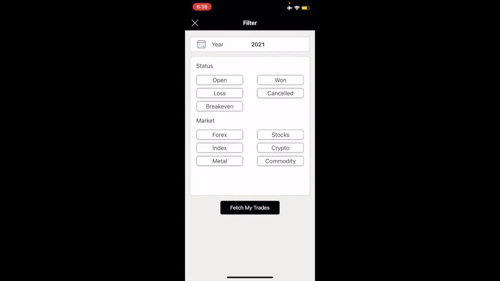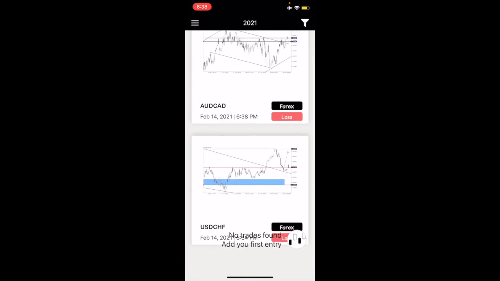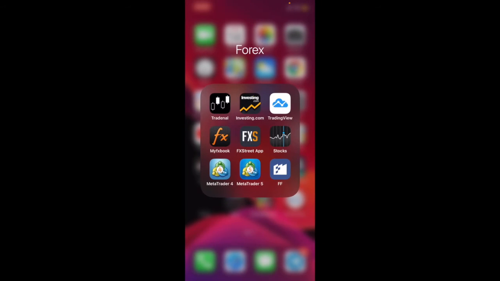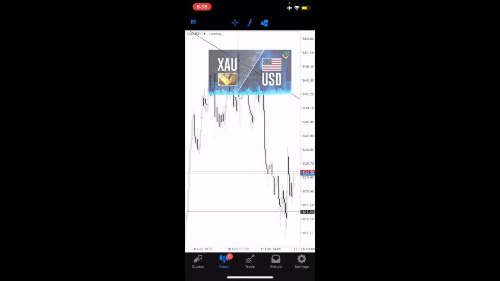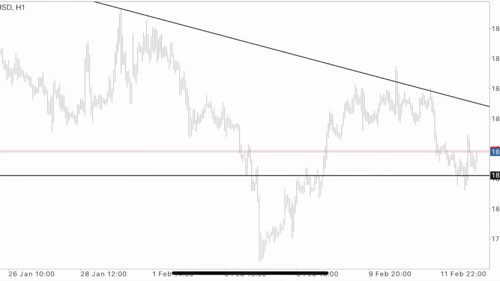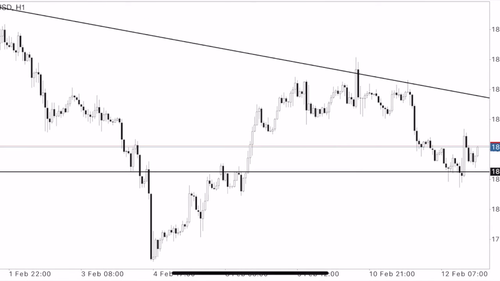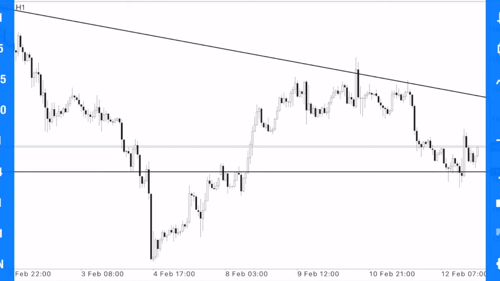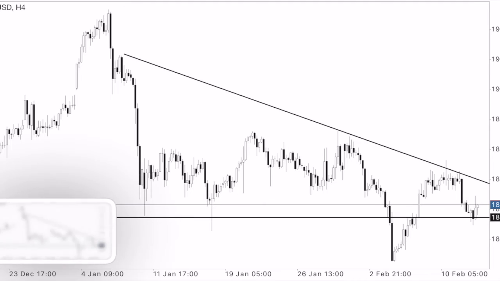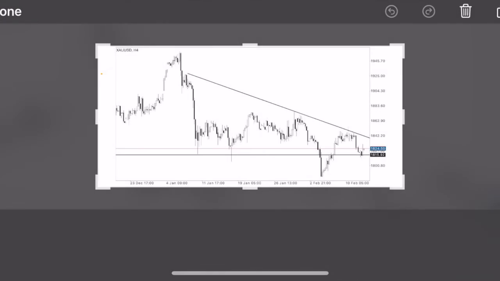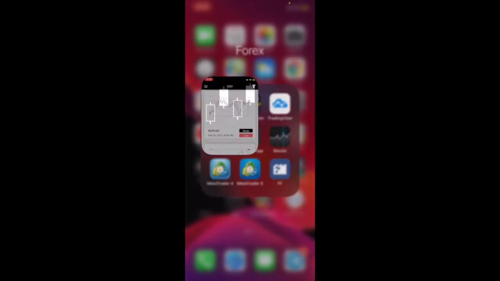You can even filter if you want to just view. Let's take, for example, if we had a winning trade, so that I show you both. So let's go to MT4. Let's go to gold. So just imagine this is gold. You just take a screenshot. This is gold on H4. So we take a screenshot, we save it, then we go back to the app.